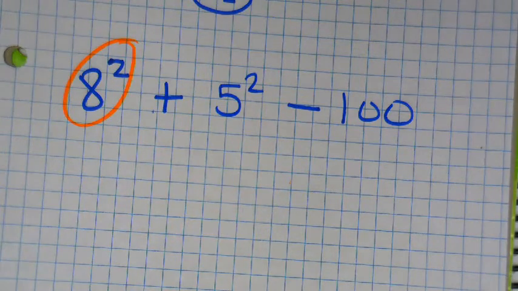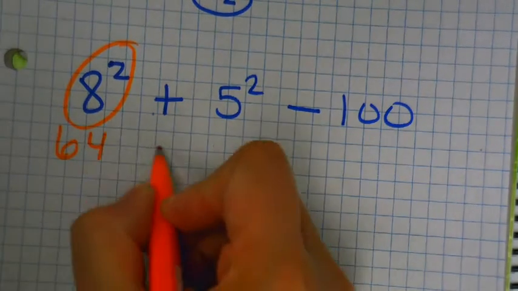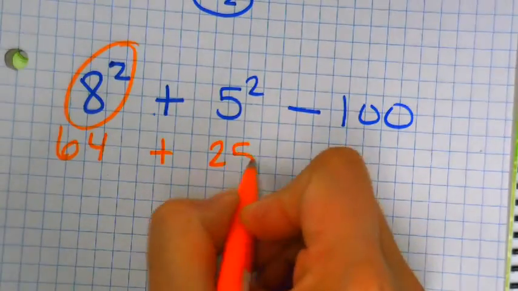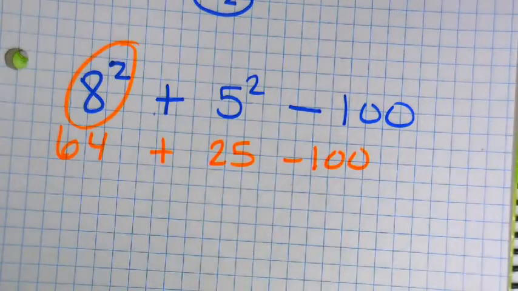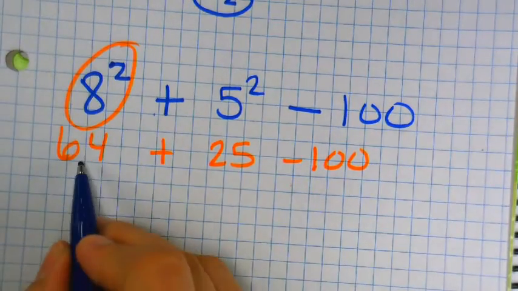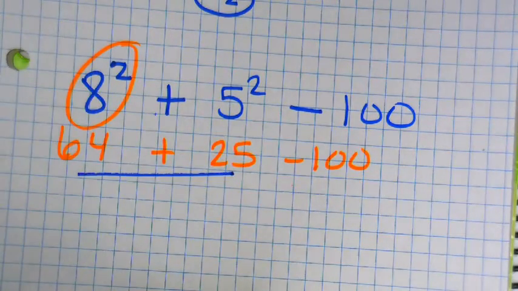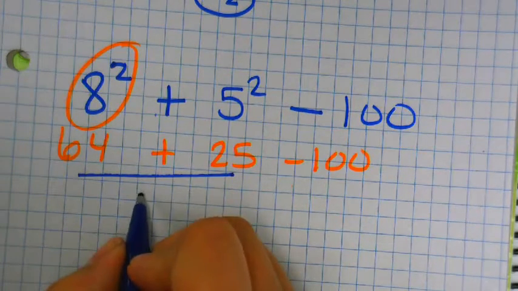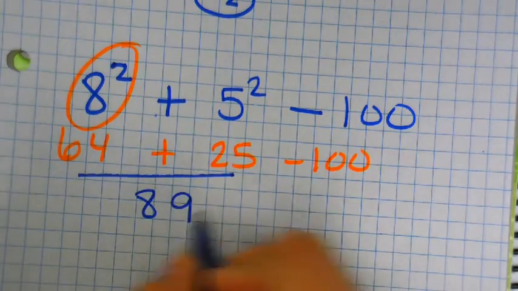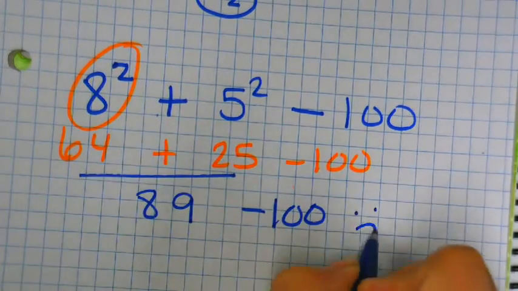Sorry, 8 squared is 64 plus 5 squared is 25 minus 100. Uh-oh, we're gonna get a negative number again? 64 plus 25. What's 64 plus 25? 89 minus 100. Oh, that makes me so sad.